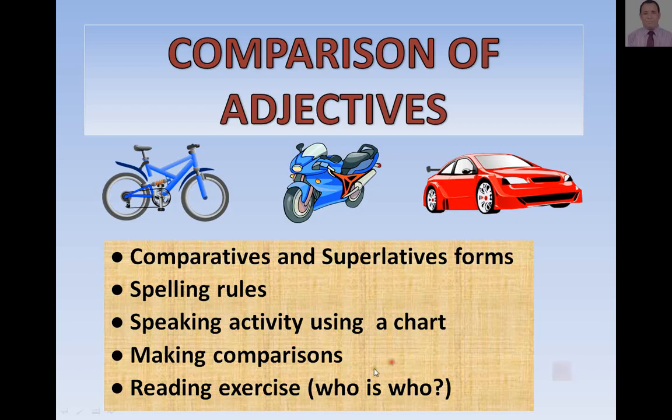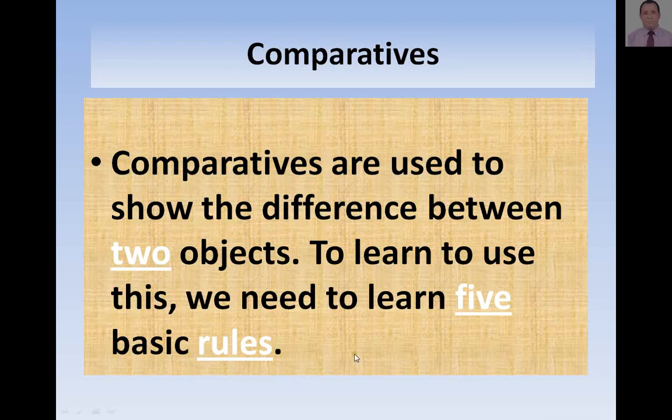Let's start first to know what the word comparative means, or exactly what comparative is used for. Comparatives are used to show the difference between two objects. If I'd like to compare two objects or two persons, I should use the comparative form of the adjective. And we have here some rules for the comparatives. Let's start.